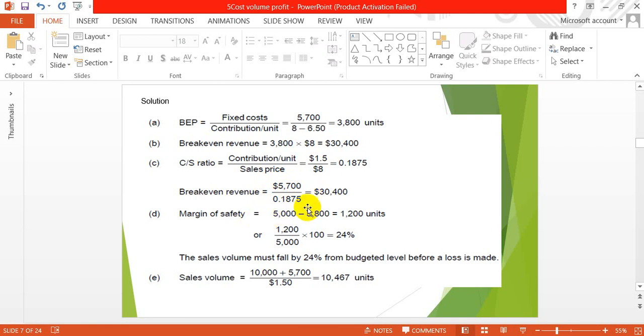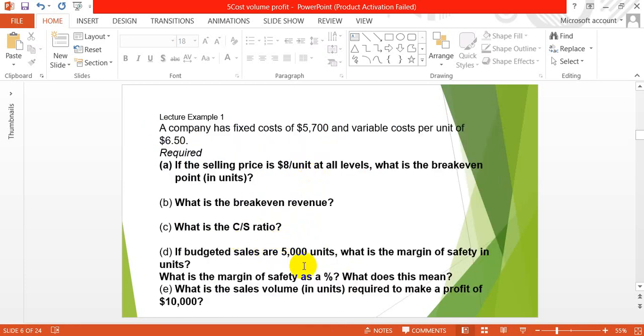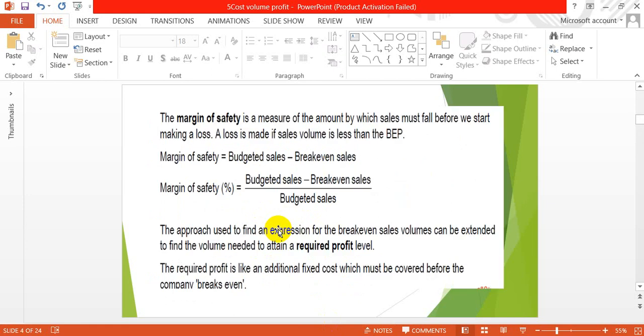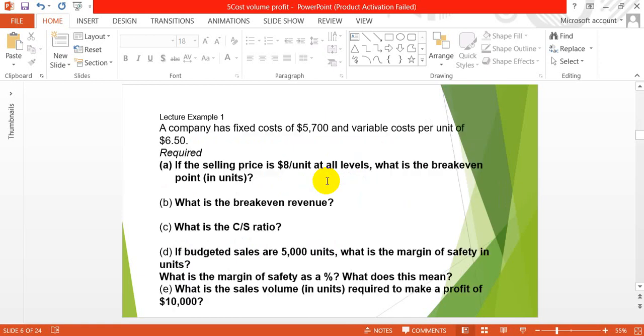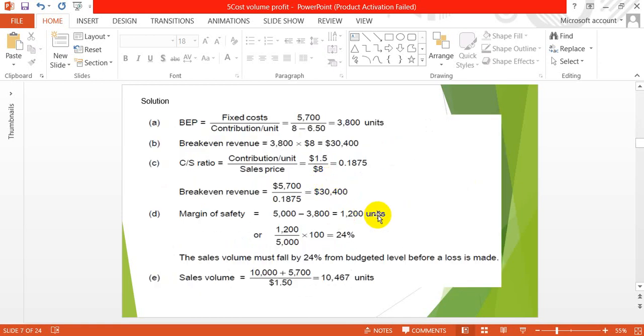The margin of safety, which is given by the budgeted sales of 5,000 minus the break-even sales, which we got as 3,800, to give us 1,200 as the margin of safety. To take that to a percentage, we divide by the budgeted sales of 5,000 times 100 to give us 24%.